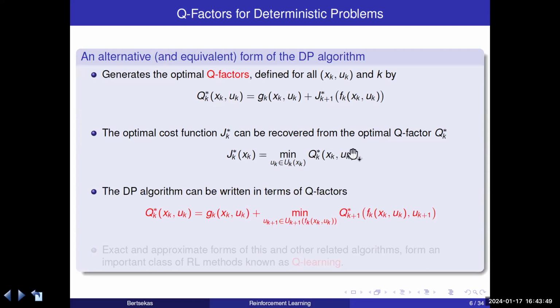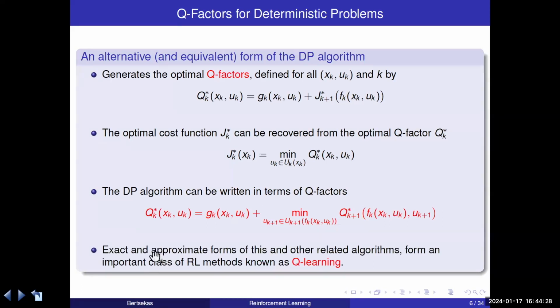Now, one thing to note is that the dynamic programming algorithm can be written equivalently in terms of Q factors. The Q factor is defined by this expression, but this expression is obtained by minimization of the Q factor at time k plus 1. So combining these two equations, we have this. So we can generate all the optimal Q factors sequentially going backwards from time n to time 0, according to this algorithm.